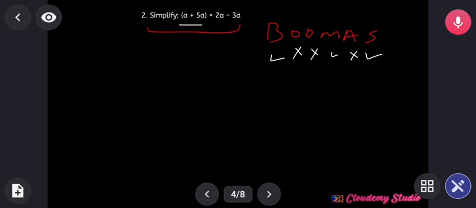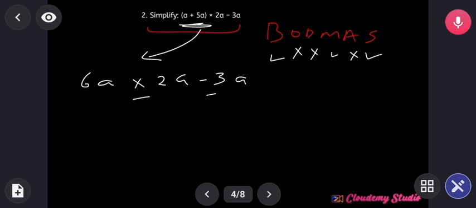We must solve what is inside this bracket. What's inside the bracket is a plus 5a. What is a plus 5a? That will give us 6a, multiplied by 2a minus 3a. Between multiplication and subtraction, which one are we doing first? We are working with multiplication first, which means 6a times 2a will give us 12a squared minus 3a.